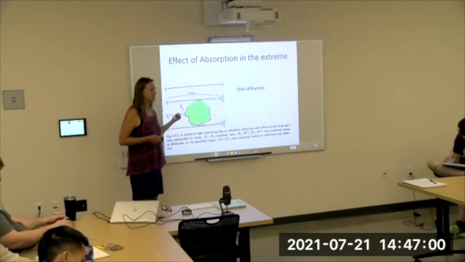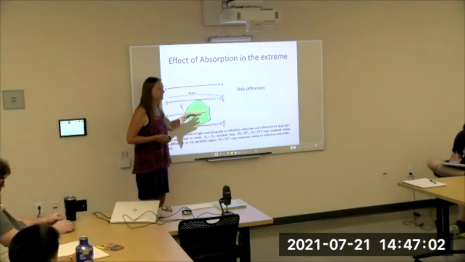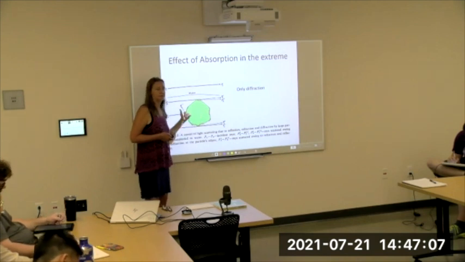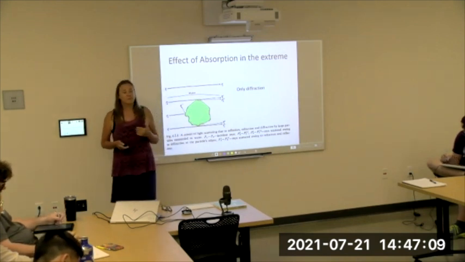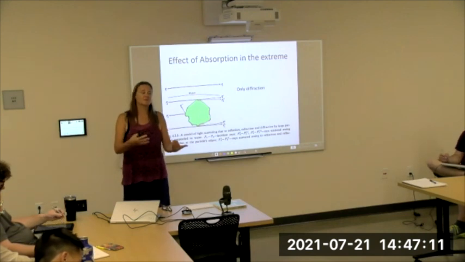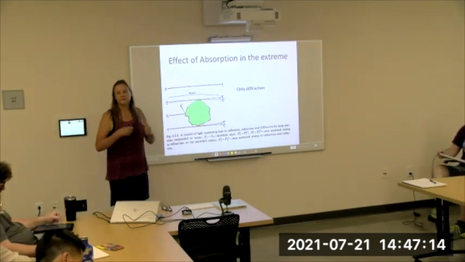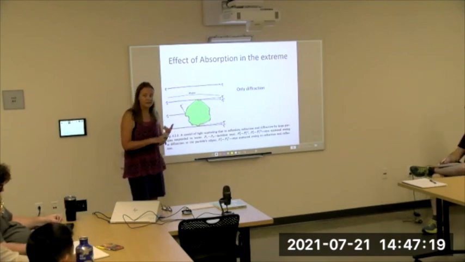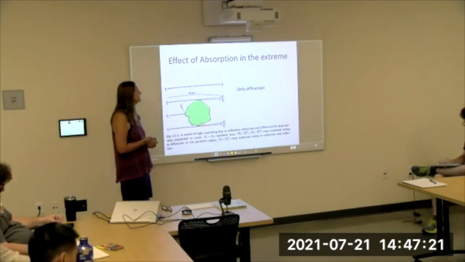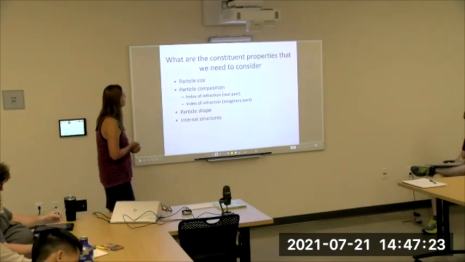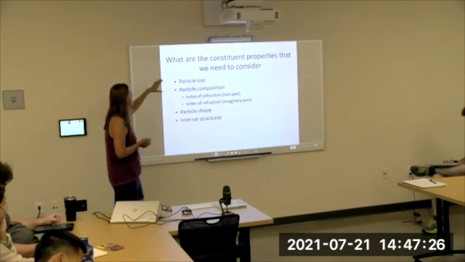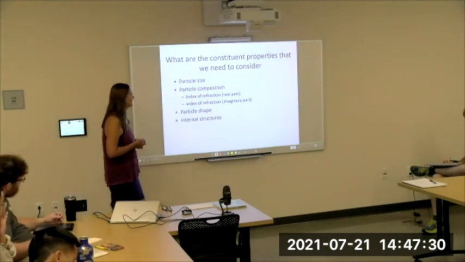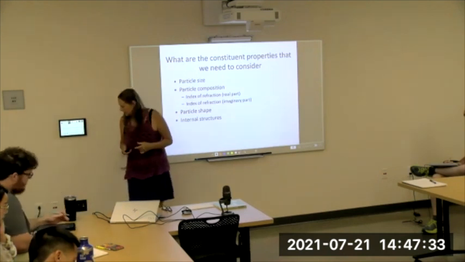So very strongly absorbing particles don't have a lot of refracted particle scattering, and particularly scattering in the backward direction. Phytoplankton are very inefficient at backscattering because light that enters into the phytoplankton gets absorbed. And so in addition to having a low index of refraction, they have a high imaginary index of refraction. Okay. All right. So particle size, particle composition, particle shape, and internal structures are all constituent properties that you need to consider when thinking about scattering.